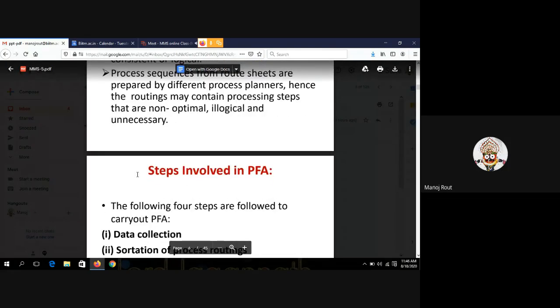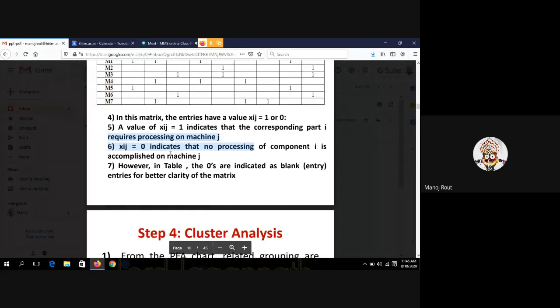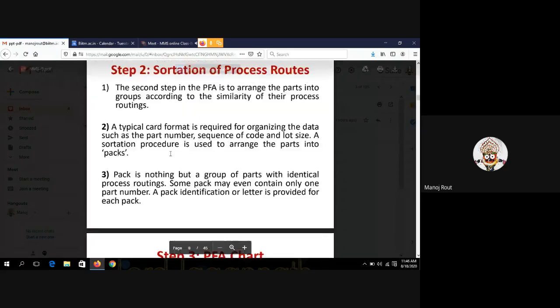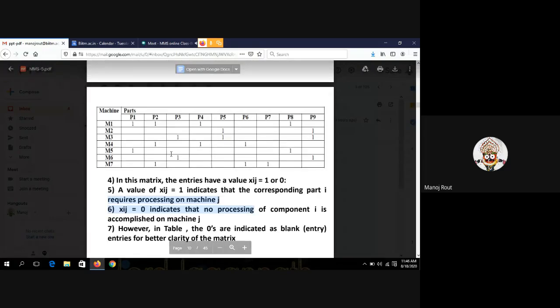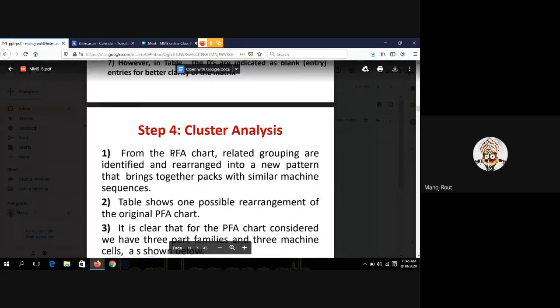And xij equals 0 indicates that no processing of component i is accomplished on machine j. However, in the above table, the 0s are indicated as blanks for better clarity of the matrix. The next part is cluster analysis.